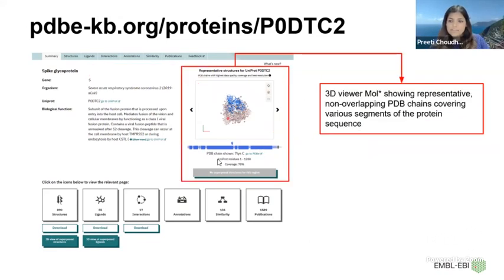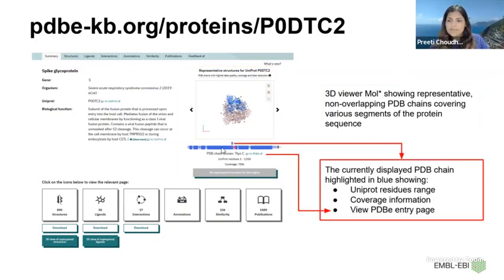The second main feature of this page is the 3D viewer MolStar, which shows you a representative PDBe chain covering various segments of the protein. Here the currently displayed PDBe chain is highlighted blue, and you can see the details of the PDBe chain. You can see the UniProt residue range it covers along with its coverage in percentage. For this particular PDBe entry, you can go to the PDBe entry page from this button.